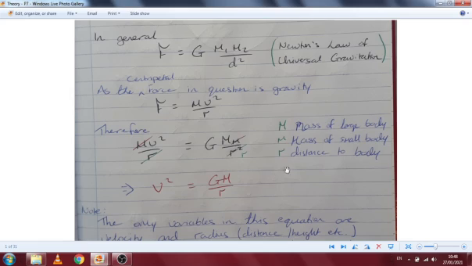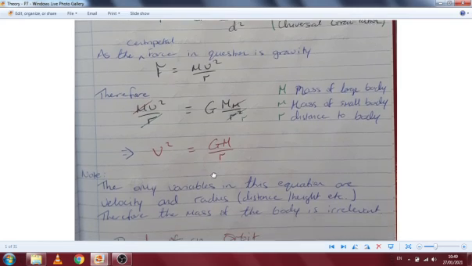I'm using R instead of D. We could use either, and that's the distance to the body. So we have the masses cancel, one of the radiuses cancel, that's R squared, so they cancel, we're left with R. So our relationship ends up being v squared is equal to GM over R.